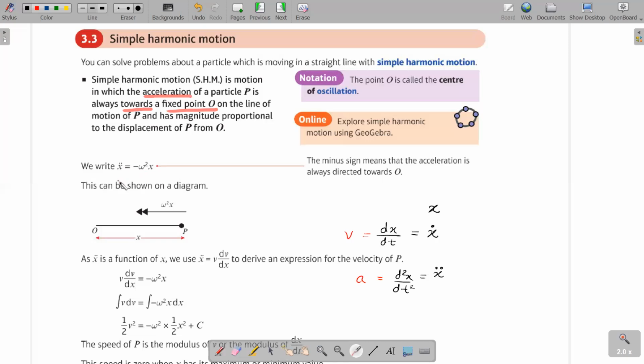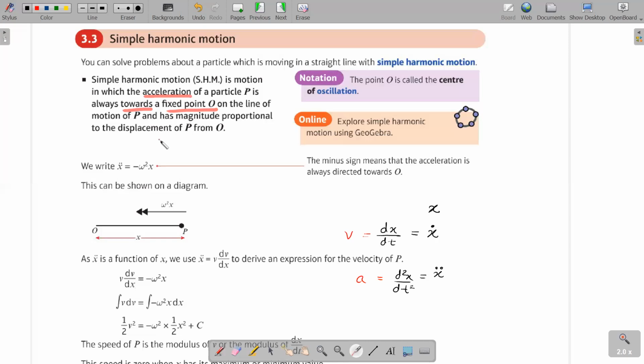So in SHM, you will always see x double dot coming with a negative sign when you consider the directions, because it's always directed towards the origin. The convention is, away from the origin is positive, towards the origin is negative. The minus sign means that the acceleration is always directed towards O. That's why you have the minus sign here.